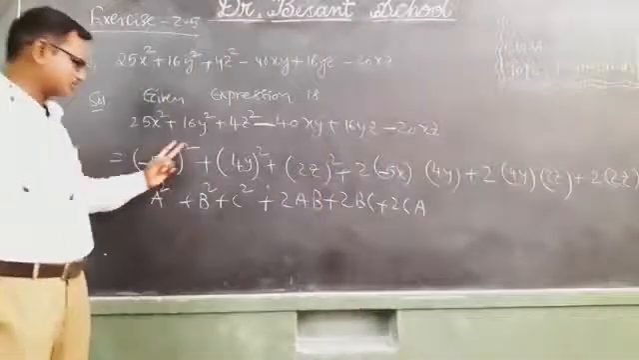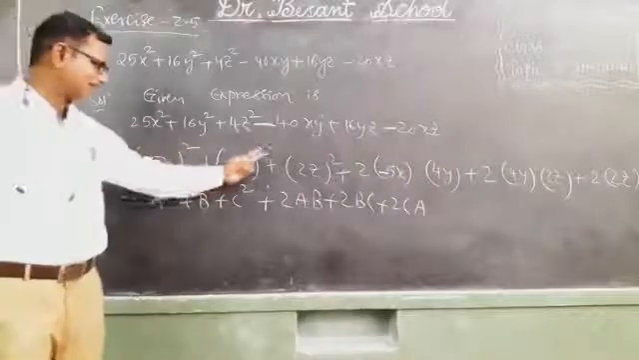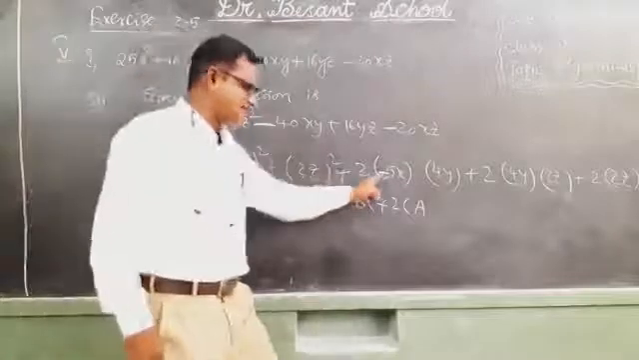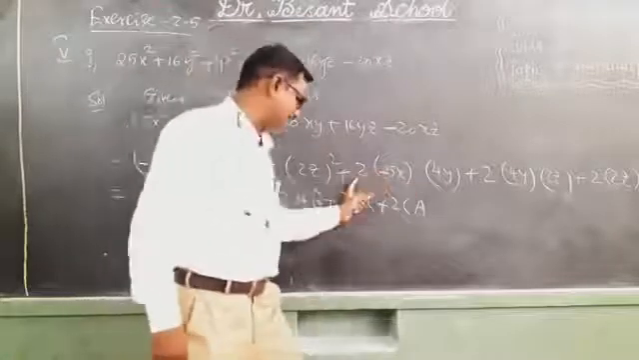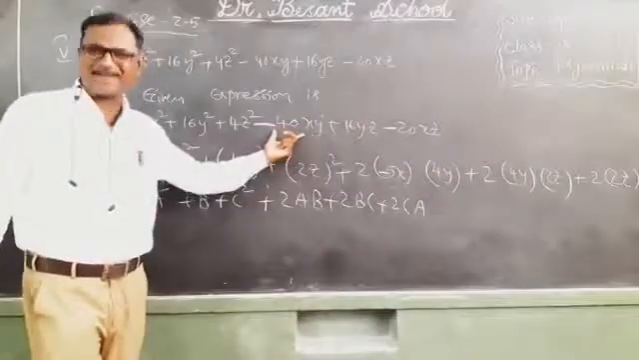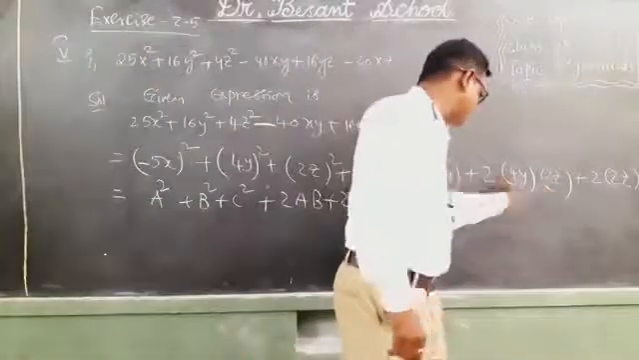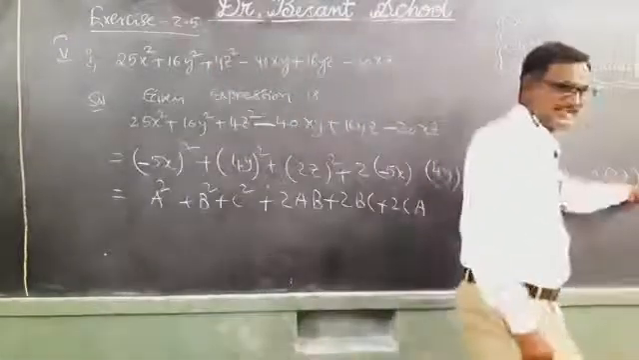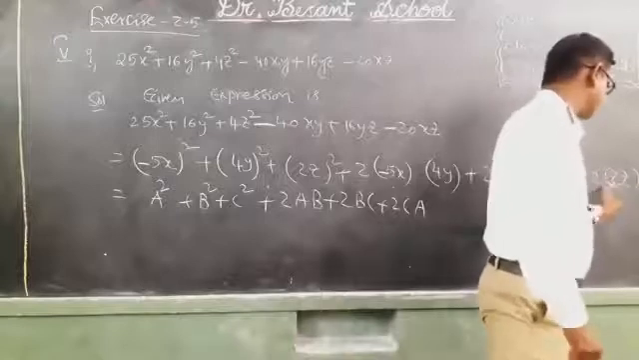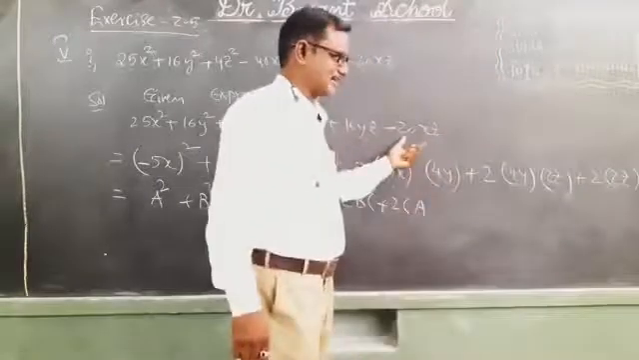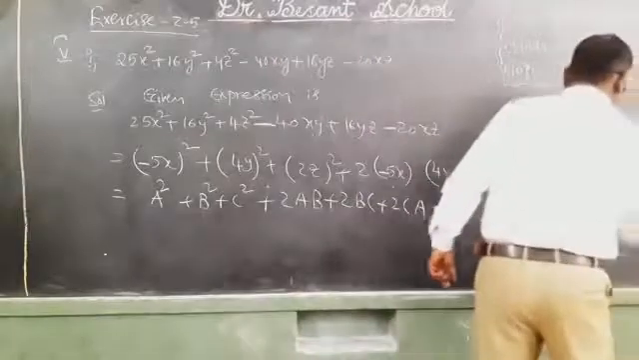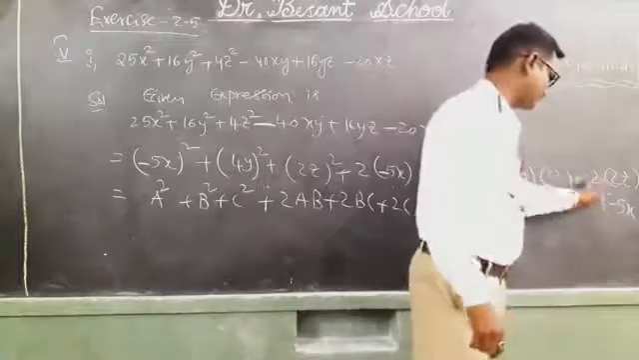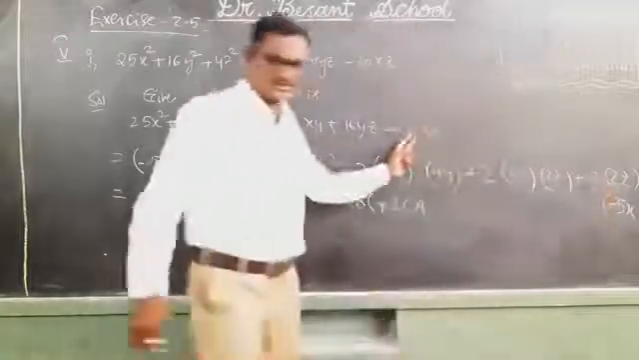Once observe: minus 5x whole square is 25x square, plus 4y whole square is 16y square, plus 2z whole square is 4z square. Plus into minus, minus: 2 5s are 10, 10 4s are 40, minus 40xy, it is balanced. Also 2 4s are 8, 8 2s are 16, plus 16yz, it is balanced. Now plus into minus, minus: 2 2s are 4, 4 5s are 20, minus 20zx. I will write here minus 5x.